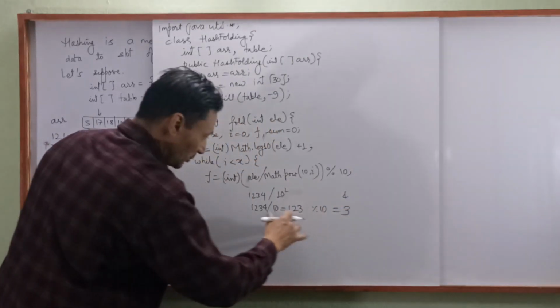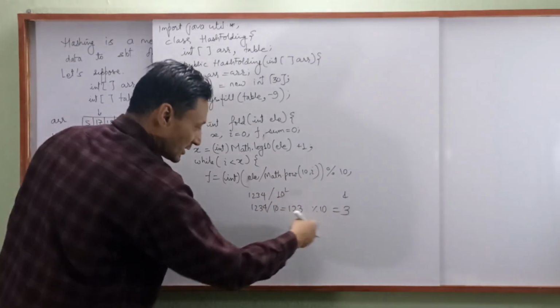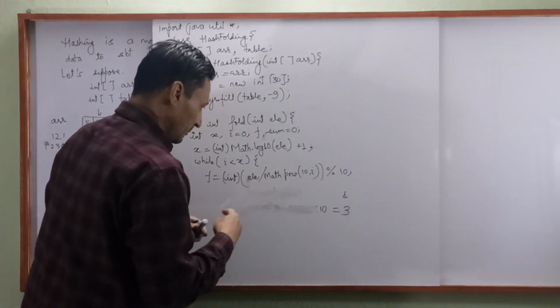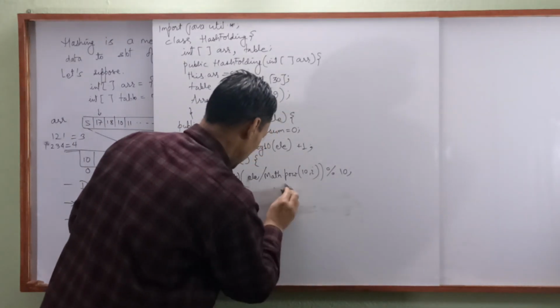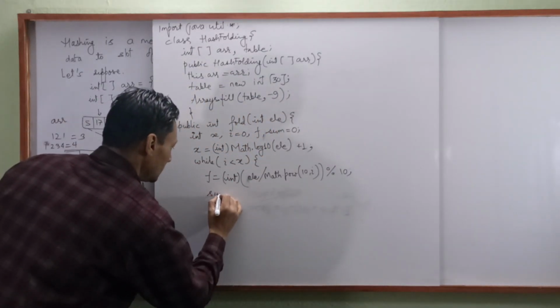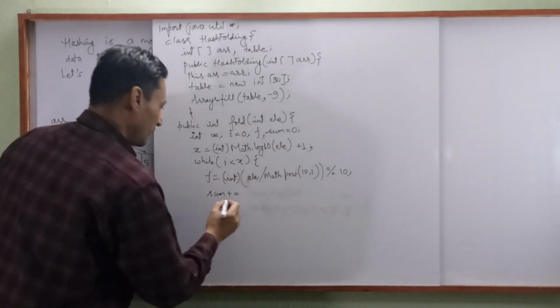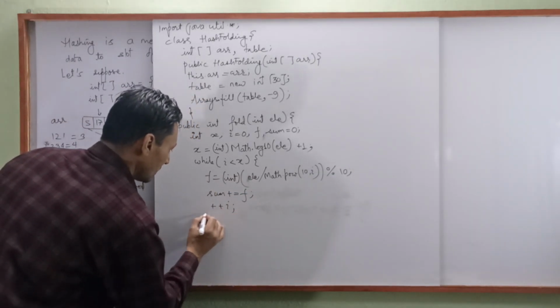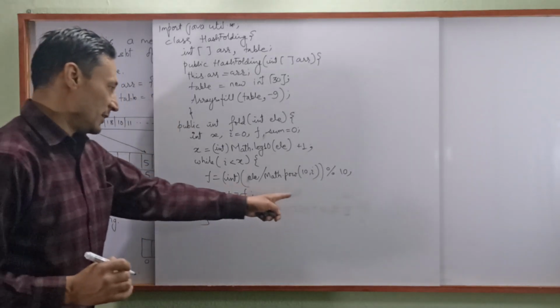Initially 4, then 3, and so on, we will be getting the individual digits of this number, and we will be adding these numbers. Okay, very simple. Now what we have to do is, sum is equal to sum plus f, then we have to increase this I by 1 also. Now that's it, this is very simple.